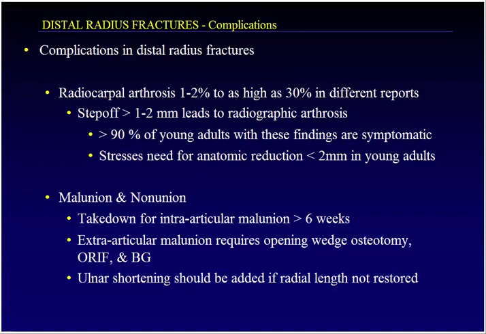Malunions and non-unions: if you have an intra-articular malunion, you should consider taking that down greater than 6 weeks out. If you have an extra-articular malunion, which is typically a marked apex volar angulation of the distal radius, that is going to require an opening wedge osteotomy dorsally, stable plate fixation of the distal radius, and bone grafting. You also can consider doing ulnar shortening if you cannot anatomically restore the radial length.